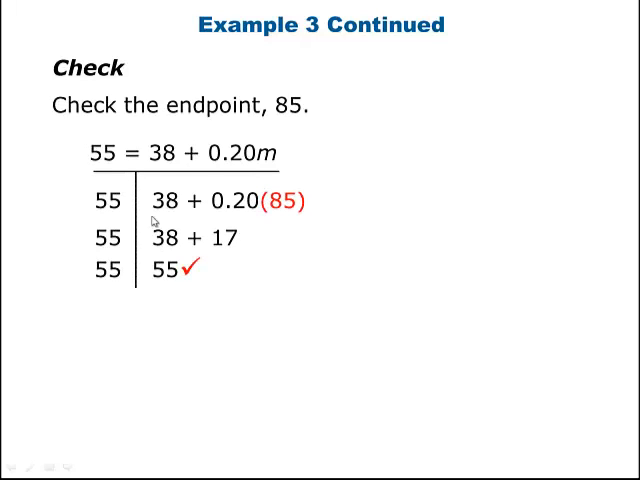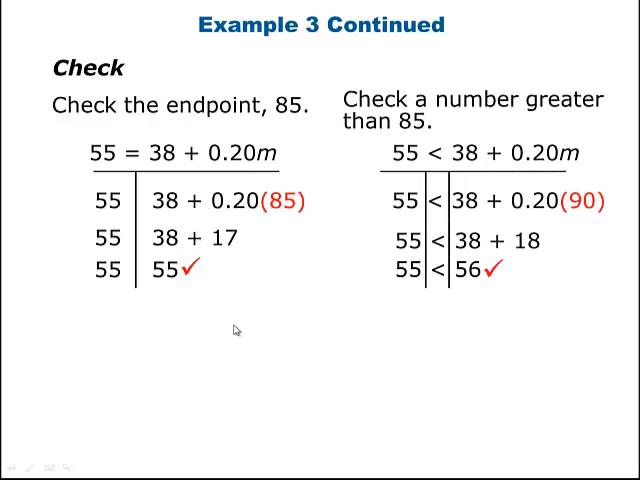Do not have to write the check down. Please take a look at it though. We just throw the 85 back in for the M, multiply it through, and see that it is true. To do a check for a number greater than 85, we've picked 90 here. Multiply it through and see that it is true.